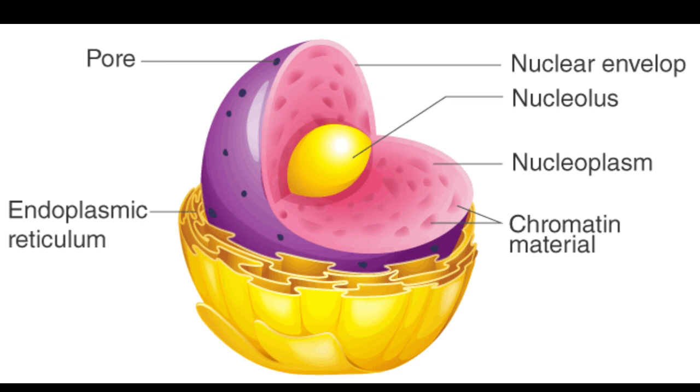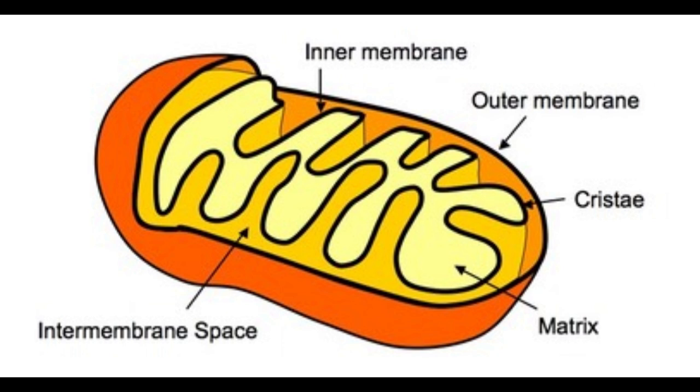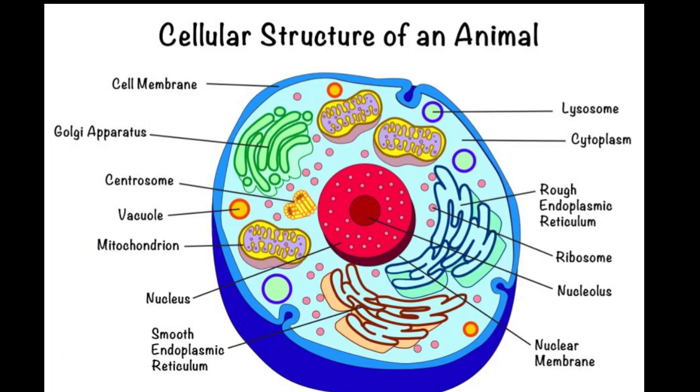The mitochondria, or power plant, generates energy for the cell through a process called cellular respiration. It's like a tiny power station, providing the energy the cell needs to function. The endoplasmic reticulum, or assembly line, builds and packages proteins and lipids. It's like a tiny factory, producing the cell's building blocks.